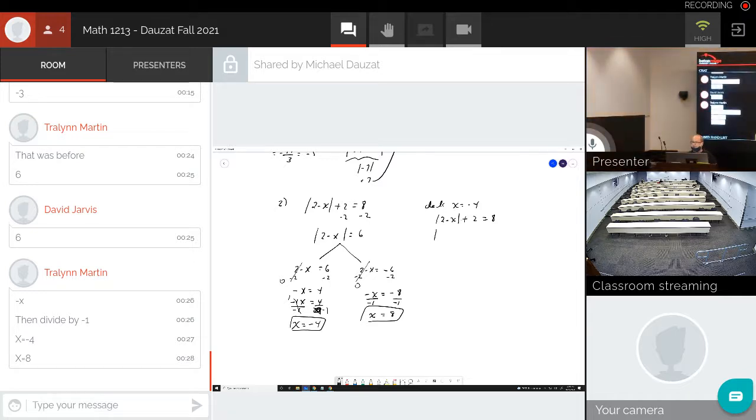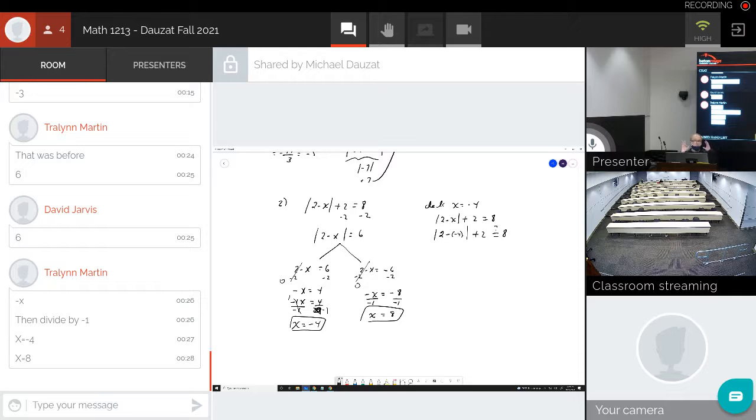So I get the absolute value of 2 subtract x. X is a negative 4. I'm putting that in parentheses. So you're taking the absolute value of that. Then whatever that is, you're going to add 2. And then you want to see if that's going to equal 8.